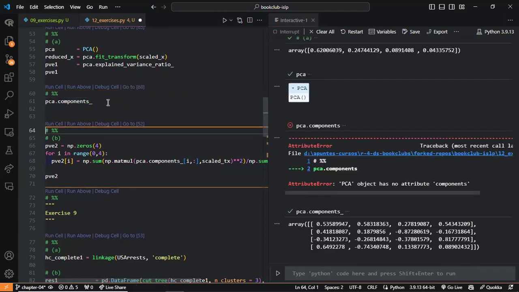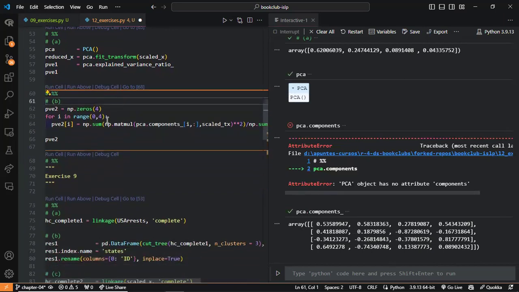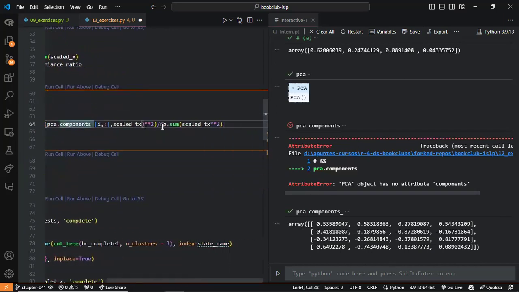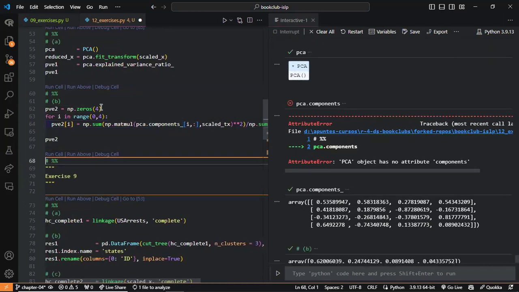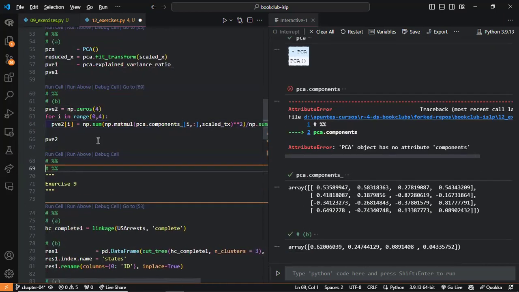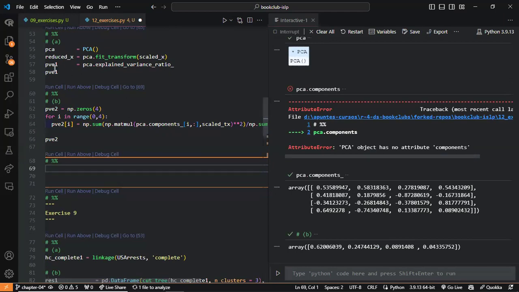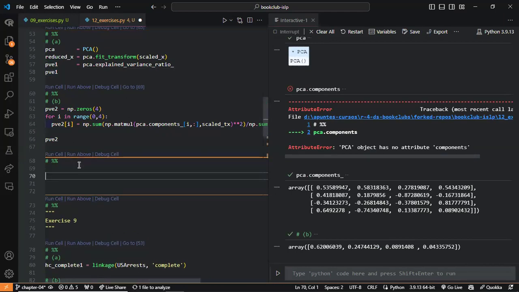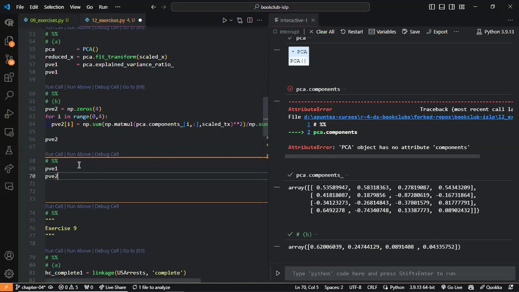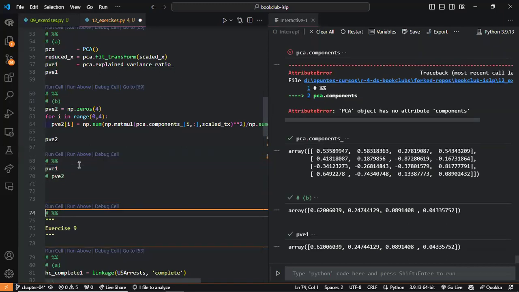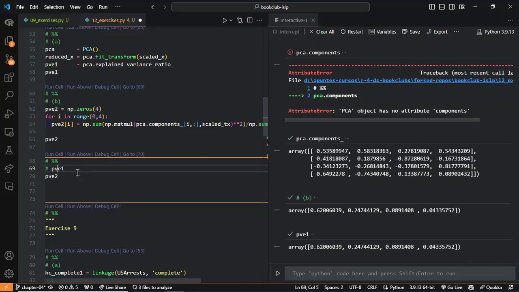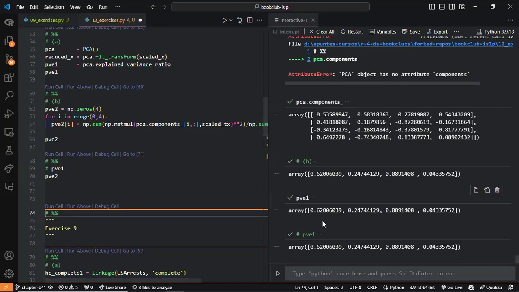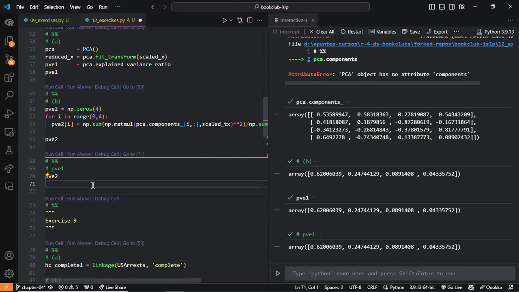Okay, so now we are testing those components and simply following along with the formula. And if we do this other calculation and compare with the previous one, first the calculation for PVE1 and then the second one, we also confirm that yes, they are the same values as well.